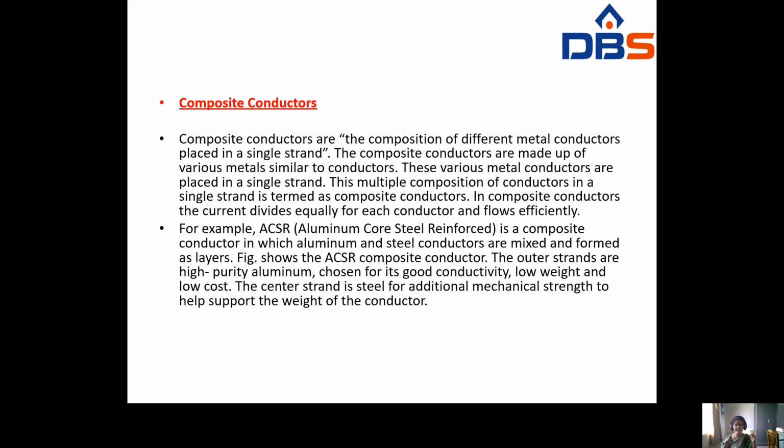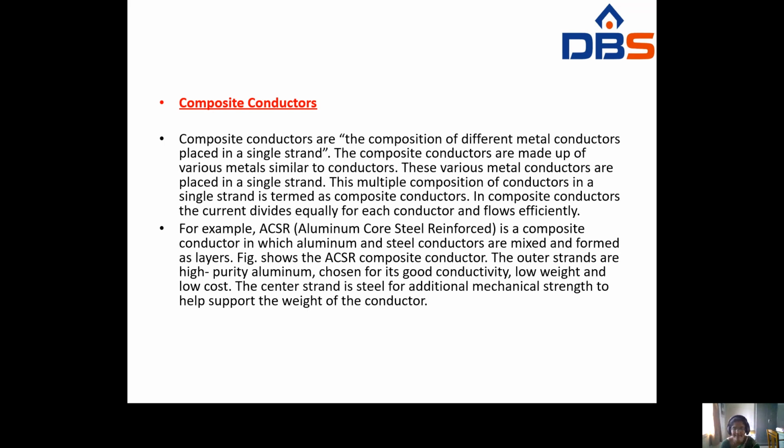The composite conductors are made of various metals similar to the conductors. These various metal conductors are placed in a single strand. This multiple composition of conductors in a single strand is termed a composite conductor. In composite conductors, the current divides equally for each conductor and flows efficiently. So in a composite conductor you have different elements, and the current will divide equally for each conductor and flow efficiently.